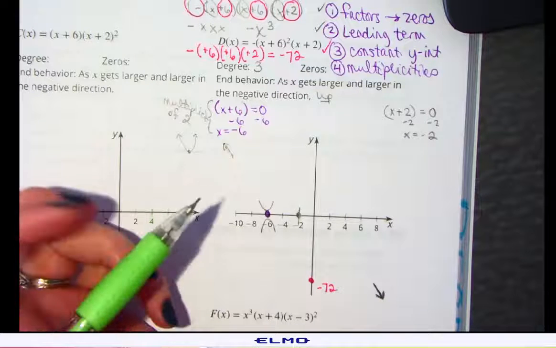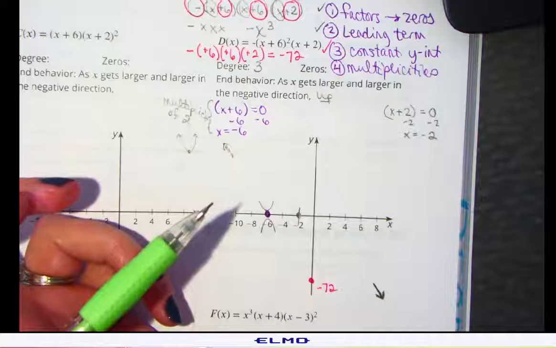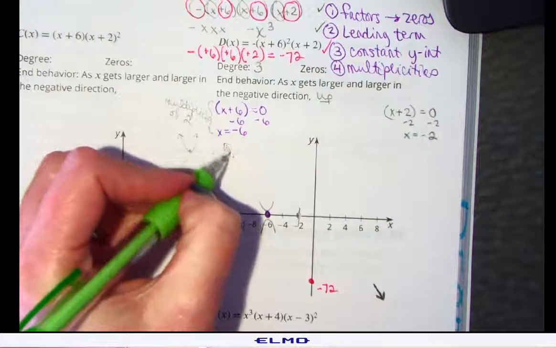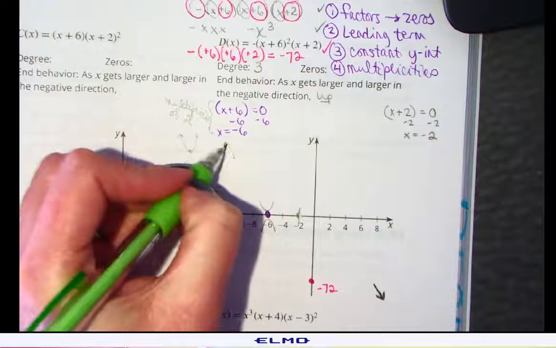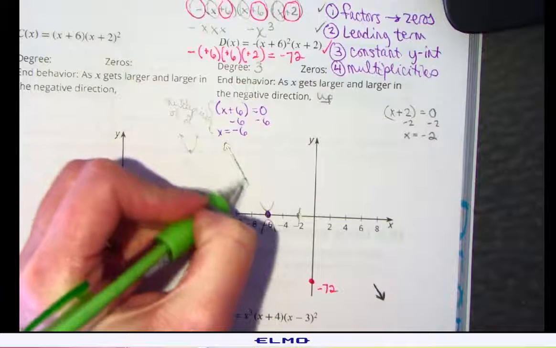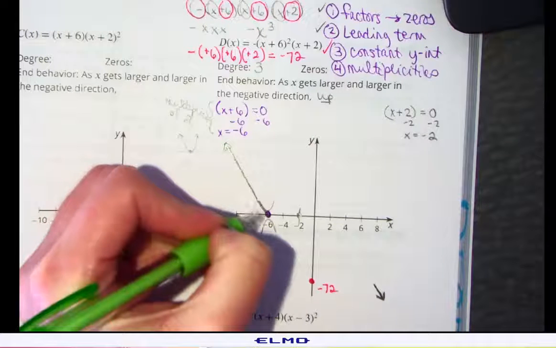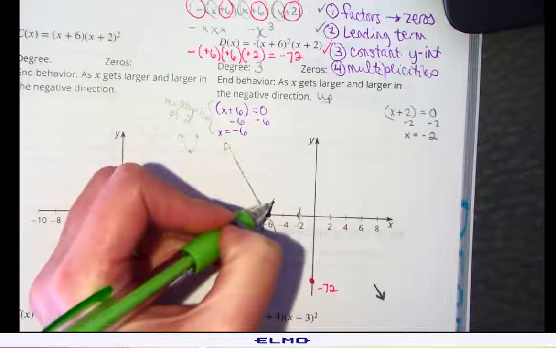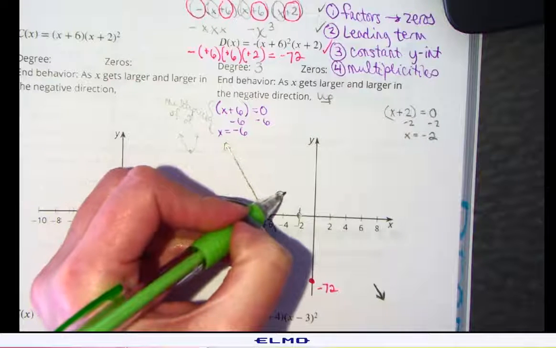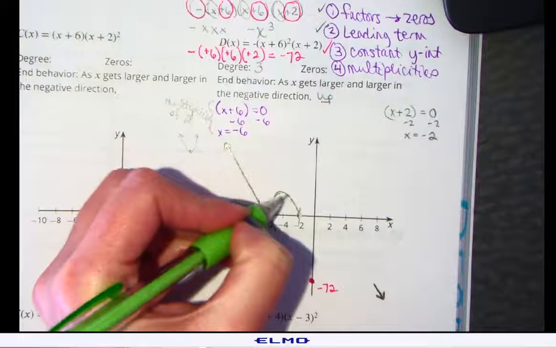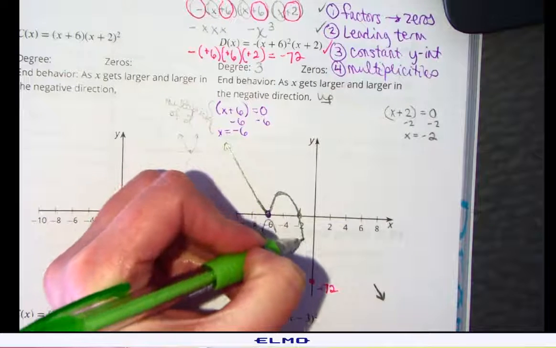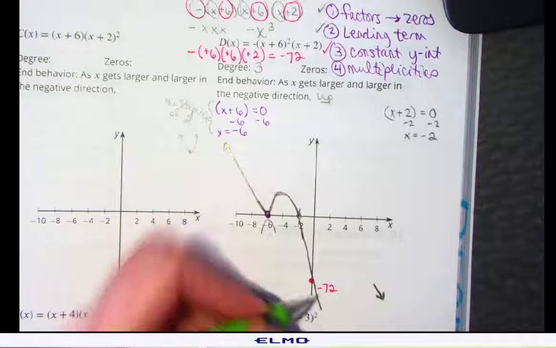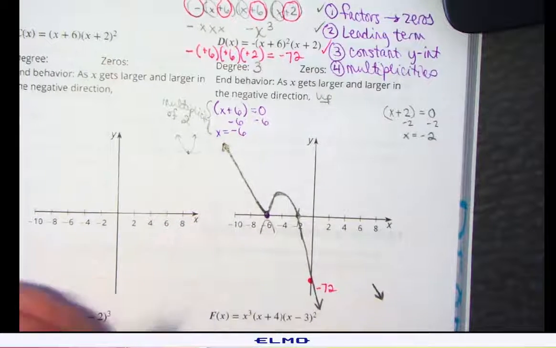From here, I'm really just going to connect the dots of what I see going on. I have this upward end behavior on the left, so it's going to come down, and it looks like it's just going to bounce right off the x-axis here at negative 6. I don't know how high it's going to go, but it's going to have to take this kind of U-turn to go straight through negative 2, go down to negative 72, and then keep heading downward from there.